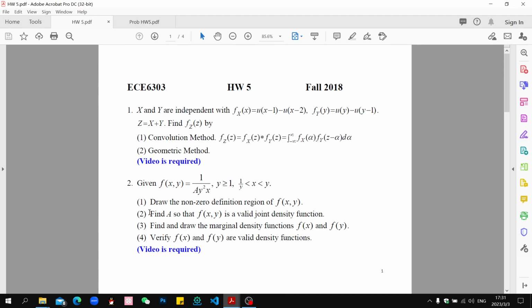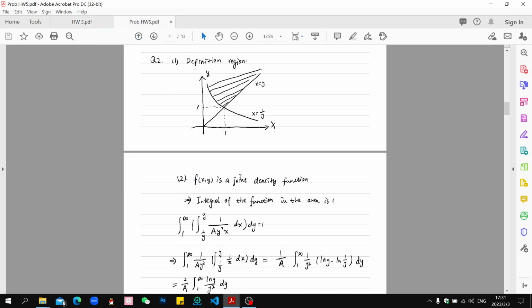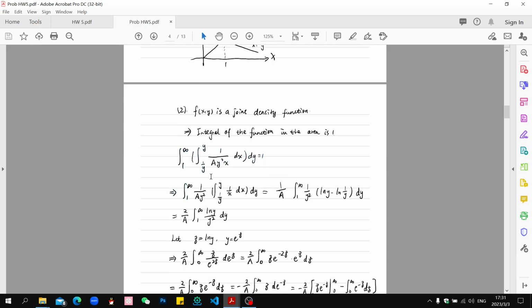And number 2, we have to find a so that fxy is a valid joint density function. Fxy being a joint density function basically means that the double integral of the function in the shaded area is 1. So we have to calculate this big integral. We start from this one.